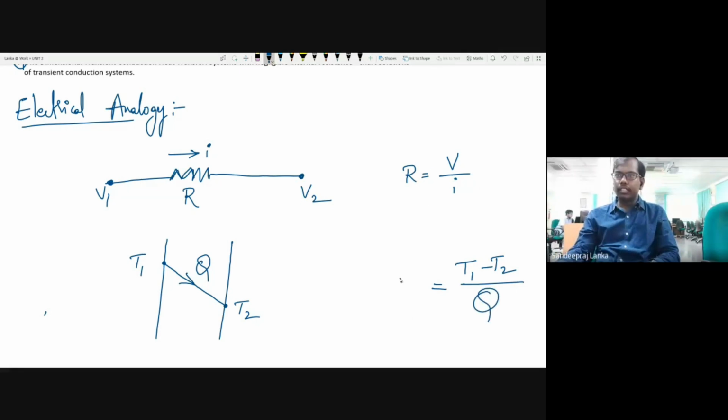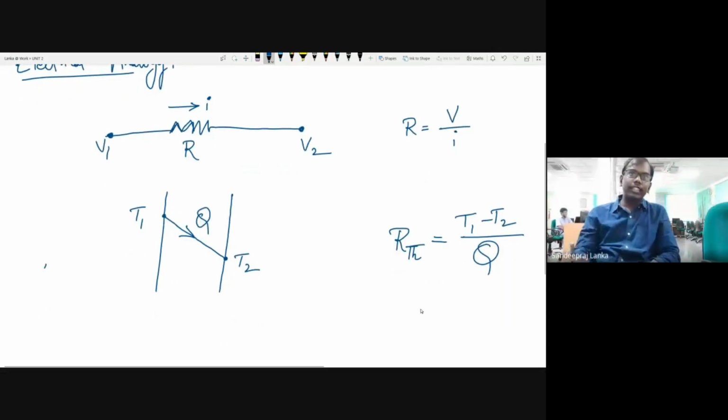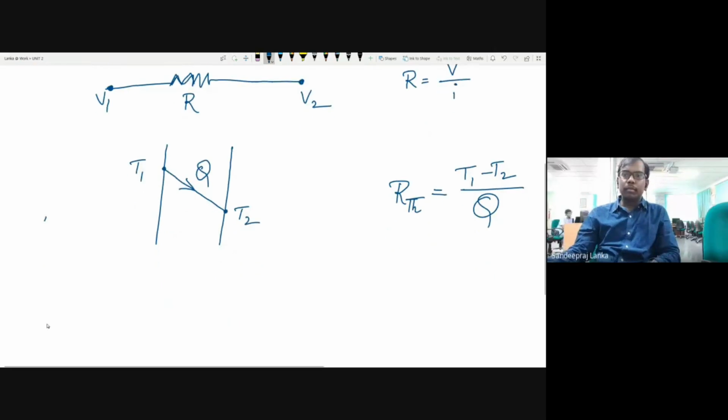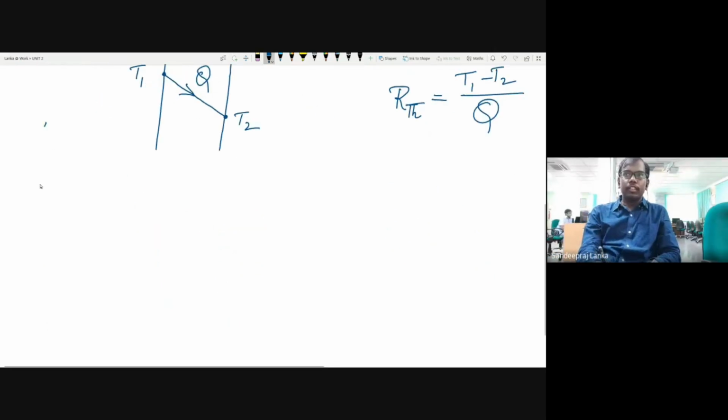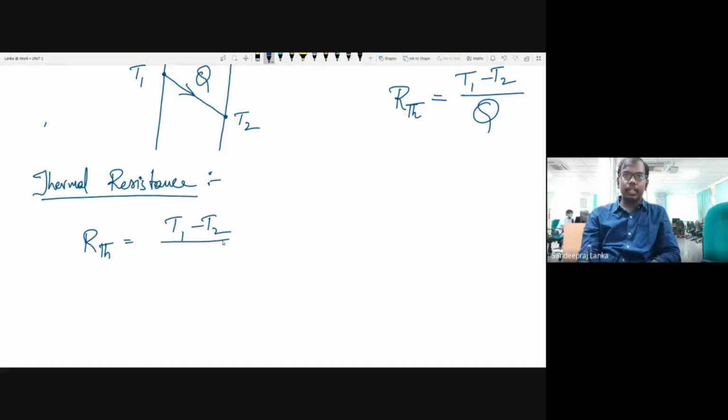In place of resistance, I'll introduce a concept called thermal resistance. This resistance is electrical resistance. This resistance is thermal resistance. So why did I take this electrical analogy? To bring in a concept called thermal resistance. Thermal resistance is a very important concept in solving any given circuit. So the thermal resistance is equal to T1 minus T2 by Q. This is how it can be taken.